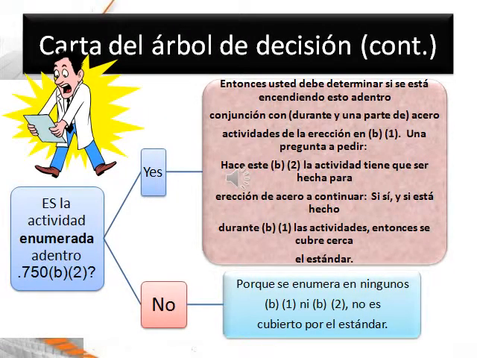If the activity is listed under 750(b)(2) and you answer yes, then you must determine if this is going on in conjunction with, during, or part of steel erection activities. A question to ask is, does this activity have to be done for steel erection to continue? If yes, and it must be done, then it is covered under the standard. If the answer is no to 750(b), then it is listed as neither a (b)(1) nor (b)(2) and is not covered by the standard.